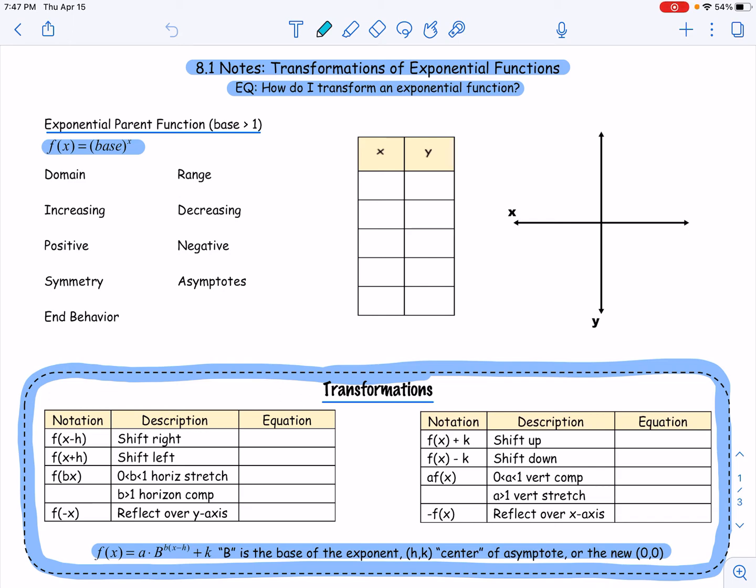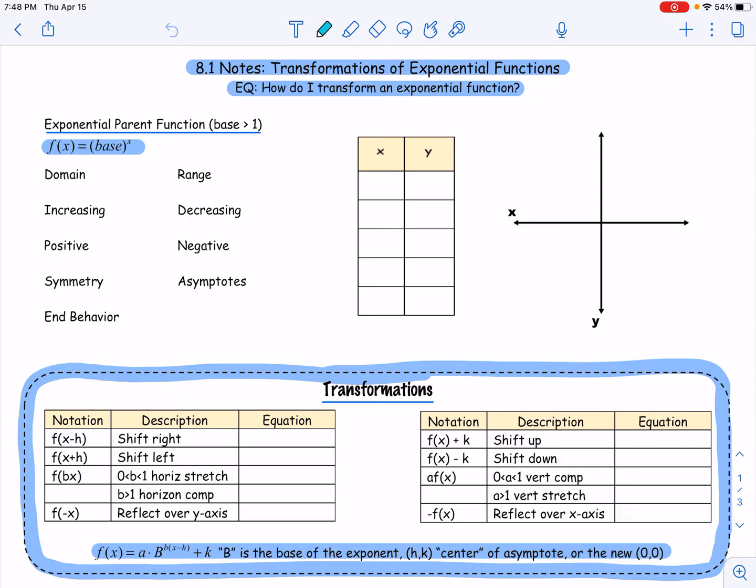Hello, friends. Here we are in Unit 8, the last unit of Algebra 2. It is kind of split up into exponential and logarithm functions. So we're going to start off today with exponentials, which is something that you should have seen before, I believe, in Algebra 1.